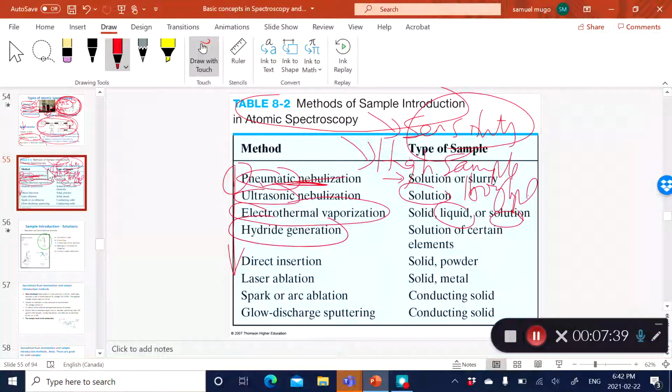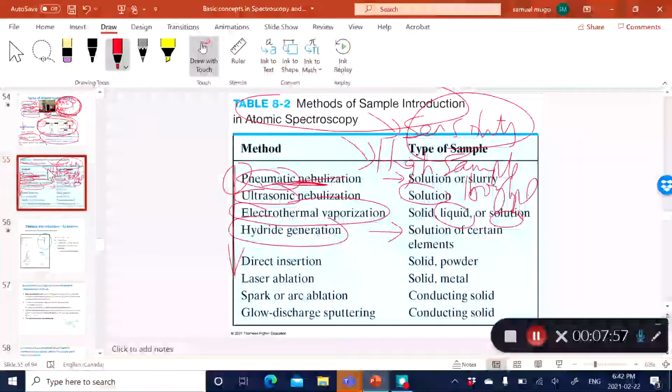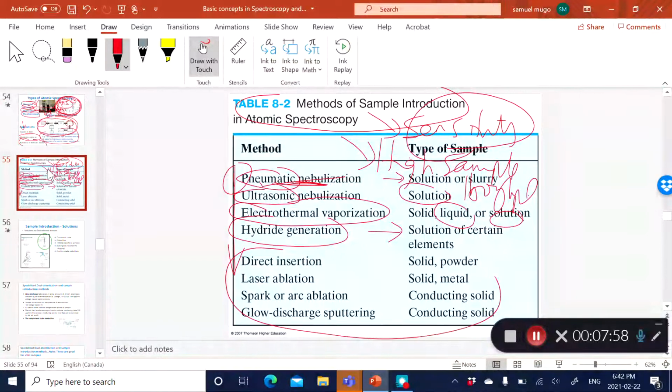Now, the other method of sample introduction is hydride generation, and I'm going to talk about it later on. But typically, you use it for very specific types of elements. So it's very, very selective for hydride-generating elements. And I'm going to show you how to do that. Other methods include direct insertion, where you simply take the sample and somehow introduce it to the atomizer, maybe even using a spatula, and so forth. And of course, you can analyze solids or powders using that type of method.